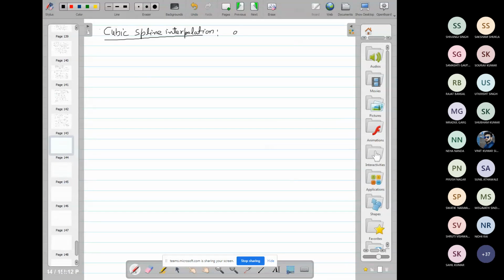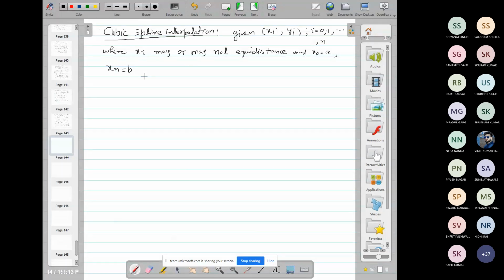Given xi, yi, where i is equal to 0, 1, 2, ..., n, which are n plus 1 data points, where the xi may or may not be equidistant. And we have taken x0 equal to a and xn equal to b.